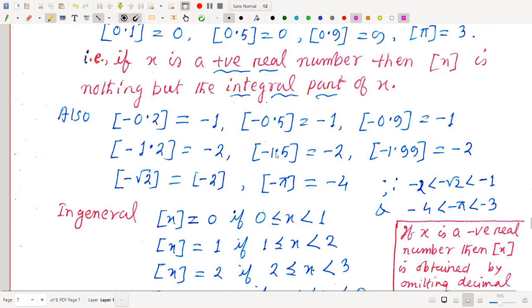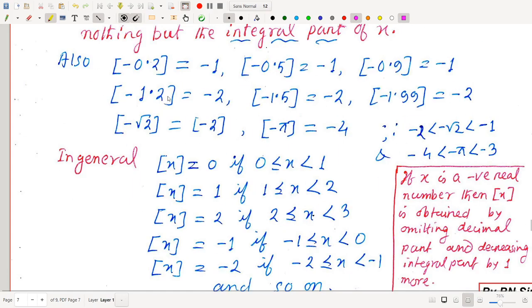But for negative, let us check. If x is minus 0.2, then the value of [-0.2] is not 0, it is minus 1. Minus 0.5 also minus 1. Minus 0.9 also minus 1. Why? Because minus 1 is the greatest integer not exceeding minus 0.9, minus 0.5 or minus 0.2. Similarly, [-1.2] is minus 2, minus 1.5 also minus 2, minus 1.9 also minus 2. [-root 2] is minus 2 because root 2 is roughly 1.414 like that.